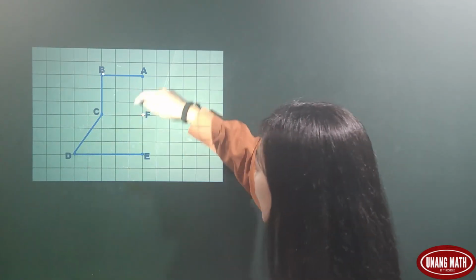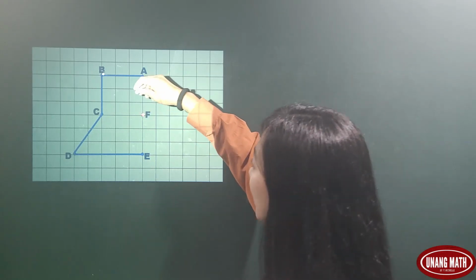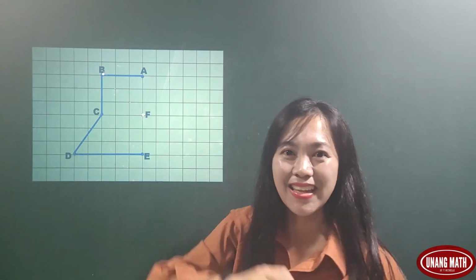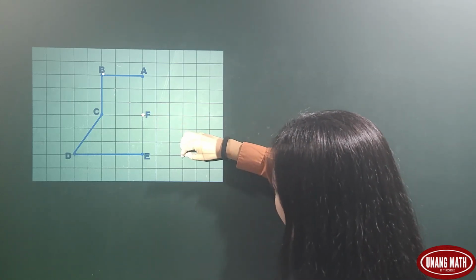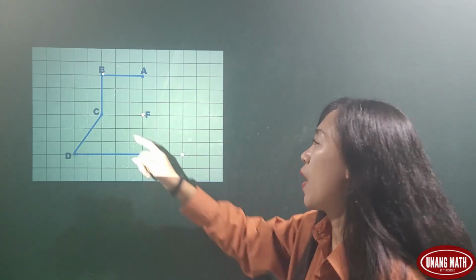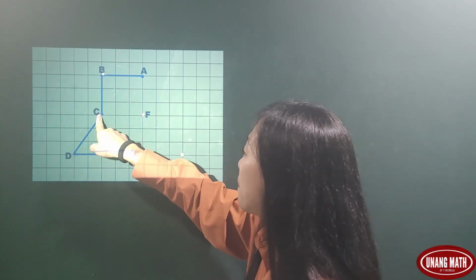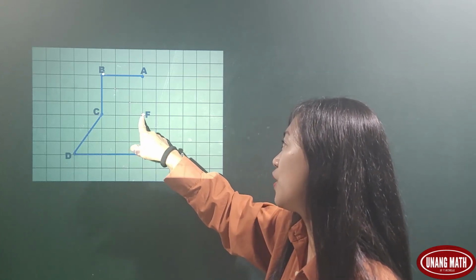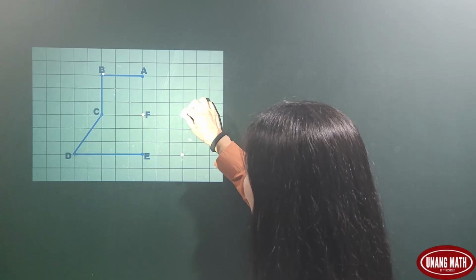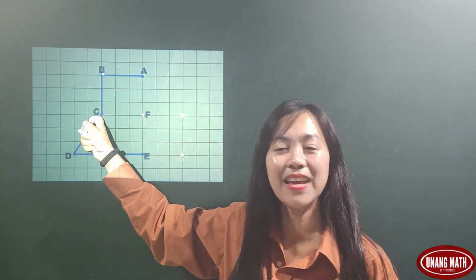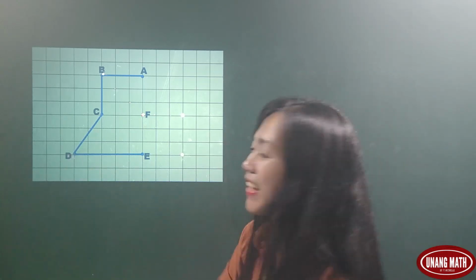Okay, so let's see. So, from here hanggang sa center, hanggang sa point of symmetry natin, 1, 2, 3. 3 units. So, kailangan din natin magbilang ng 1, 2, 3 sa part na ito. So, ang point na ito corresponds to this point. Okay, how about ang point C? So, from the point of symmetry, 1, 2, 3, 1, 2, 3. So, ang corresponding point ng ating C ay ang point na ito. Okay, how about ang D?